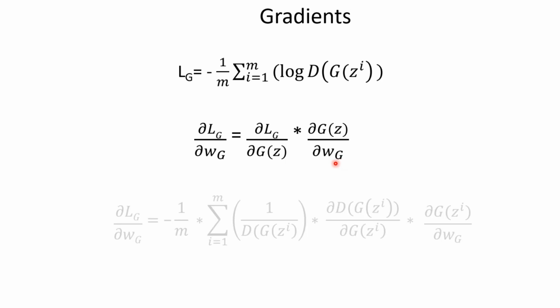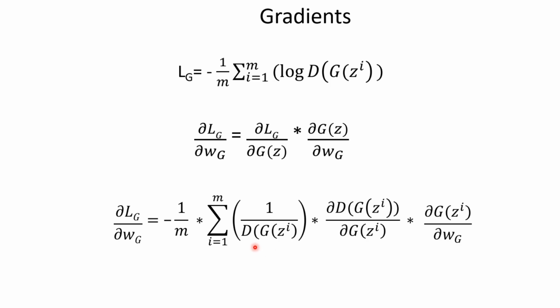Now we can use the differentiation formula for the logarithm, which gives us 1 over D of G of Z multiplied by the derivative of D of G of Z with respect to G of Z. For the second term, we take the derivative of G with respect to its parameter W. As we can see, for the generator, we don't have direct access to the outputs to update the gradients. Instead, the output of the discriminator provides critical feedback that guides the generator in producing more realistic data.